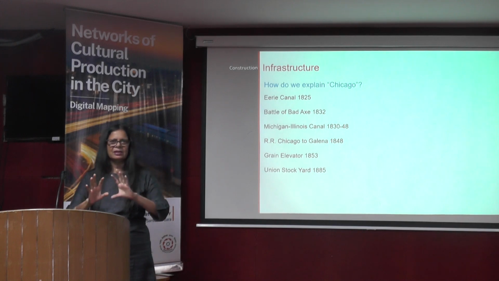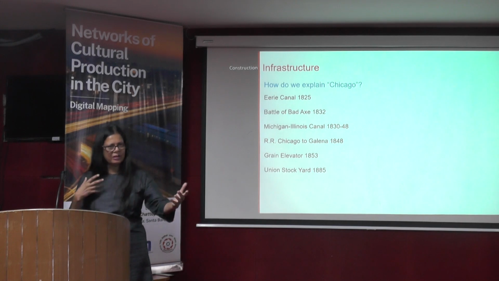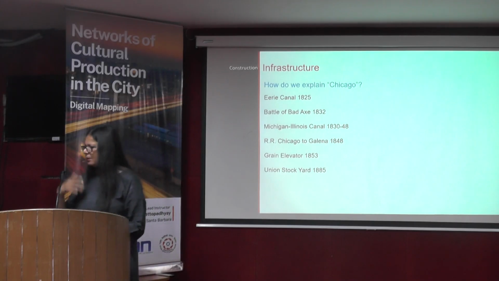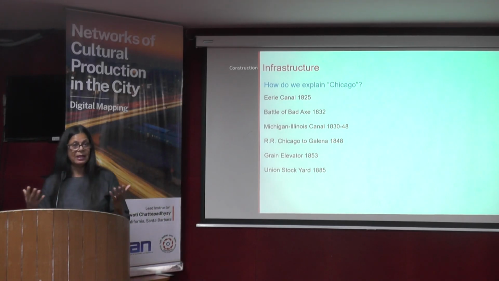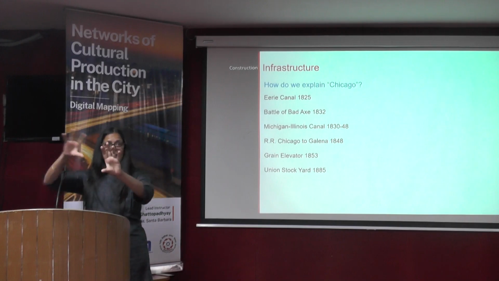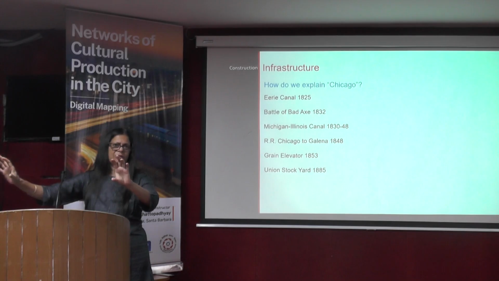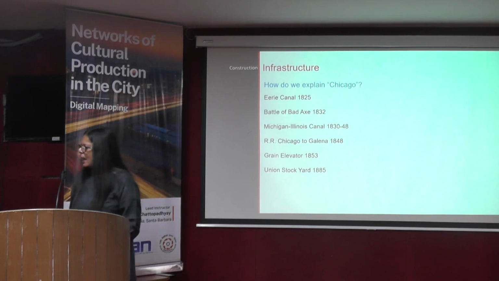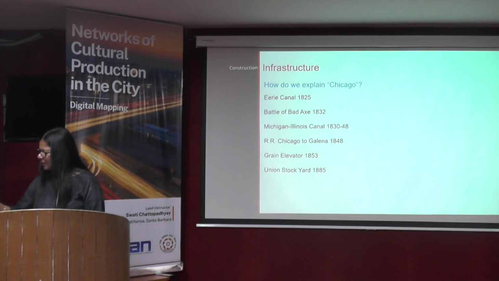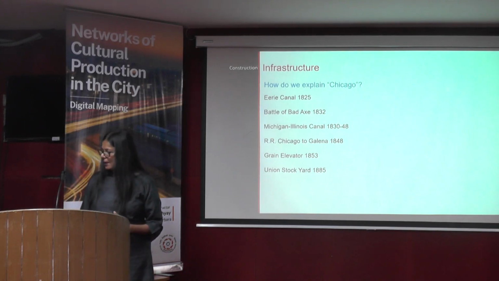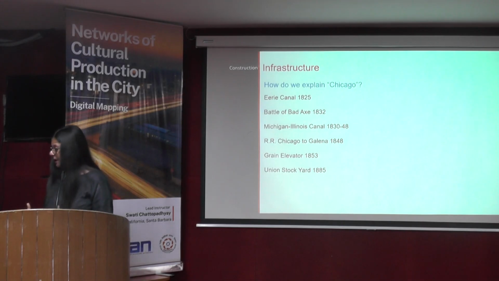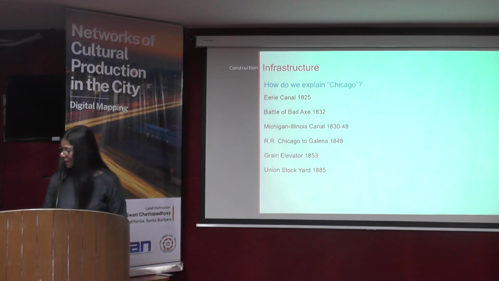In other words, some of it is happenstance, some of them are planned. So the Erie Canal, built in 1825, enabled Chicago to be connected to the eastern seaboard. And this was a massive infrastructural project. And again, the Michigan-Illinois Canal, I wish I could show you some images, the railways, and then very new building types like the grain elevator and the stockyards.